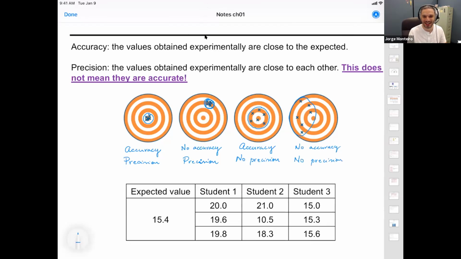Yes, Brody. I throw like the last one as well. Sometimes like even outside here, it's really not accurate nor precise.